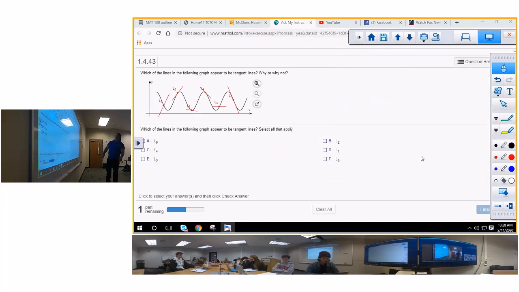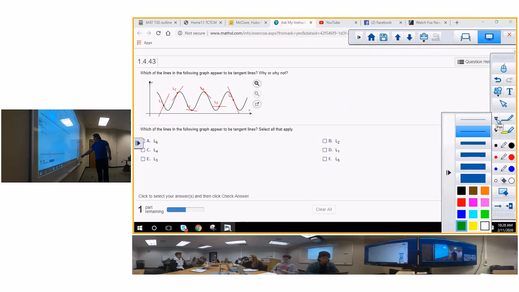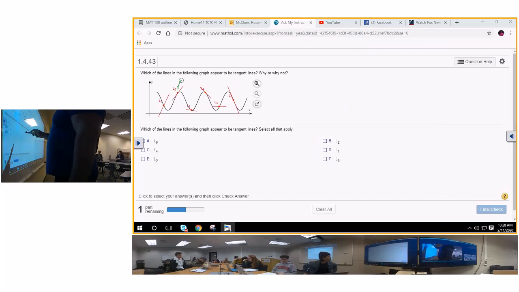Which of the lines of the following appear to be tangent lines? Well, this one seems to be, I'll just use green. This one's a tangent line. This one's a tangent line. This one's a tangent line.